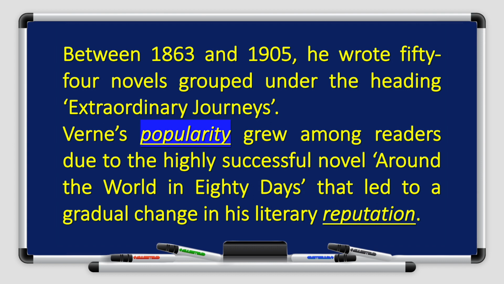Between 1863 and 1905, he wrote 54 novels grouped under the heading Extraordinary Journeys. Verne's popularity grew among readers due to the highly successful novel Around the World in 80 Days. That led to a gradual change in literary reputation.